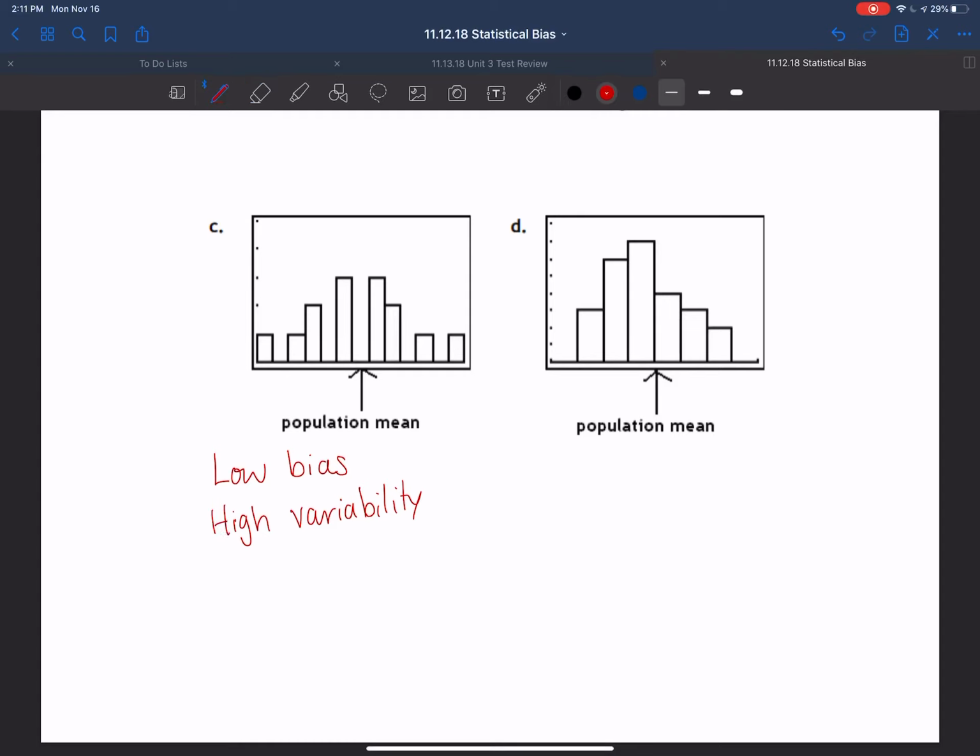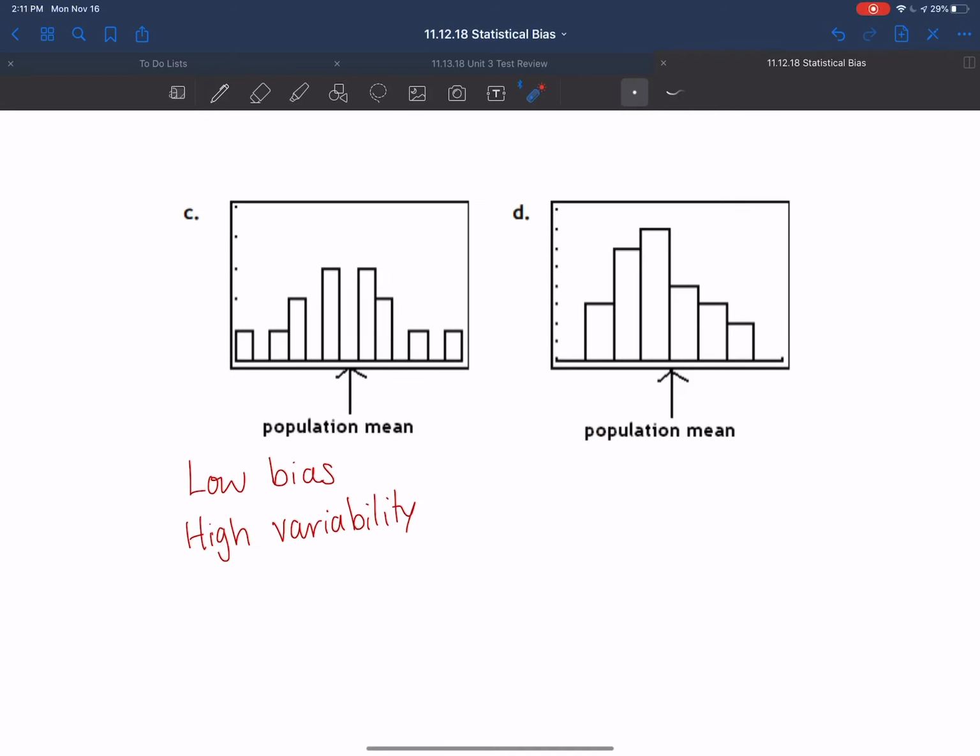And then the last one, since our population mean and our sample mean are pretty much identical, we can say there is low bias. And because our data is fairly symmetrical, there's not many gaps in the data, we can say that there is low variability.